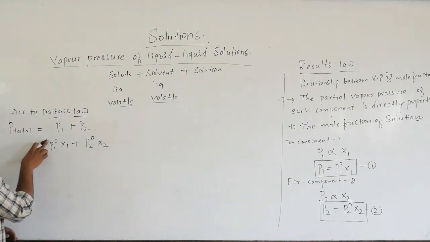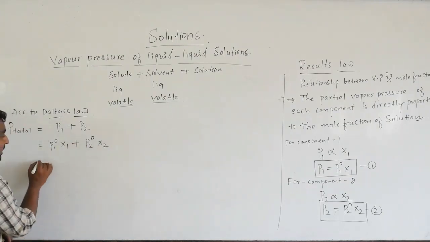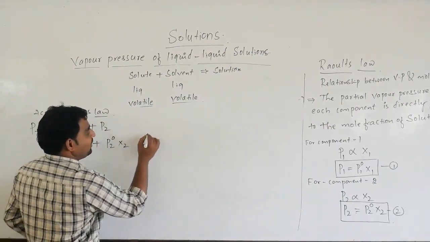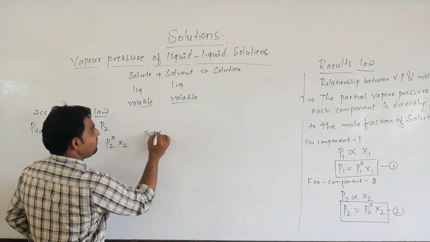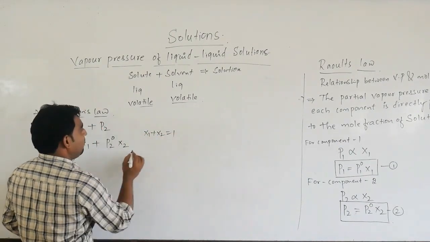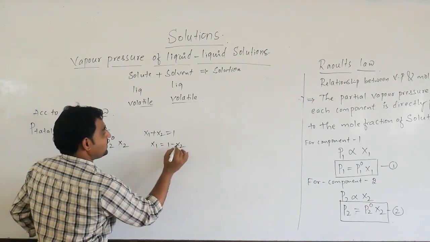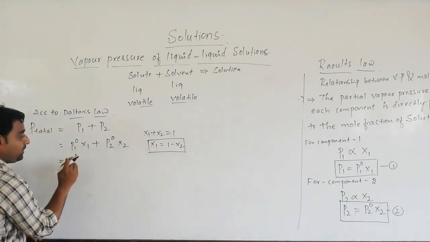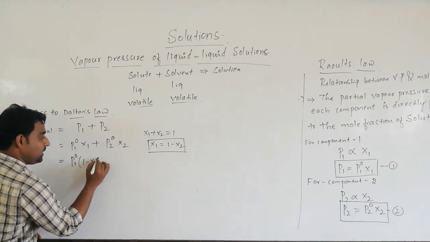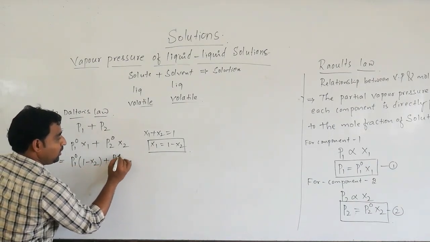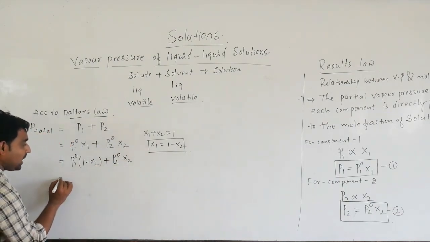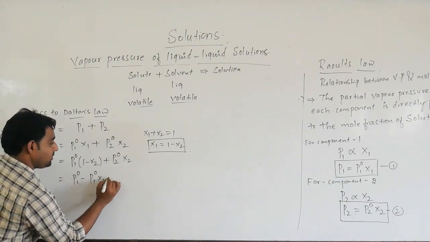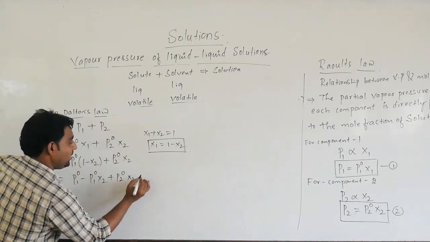Here P1 naught is constant and P2 naught is also constant. The sum of the mole fractions of all the components is x1 plus x2 equals 1. So x1 is equal to 1 minus x2. Put this x1 value here: P1 naught into (1 minus x2) plus P2 naught into x2. Now multiply this out: P1 naught minus P1 naught into x2 plus P2 naught into x2.